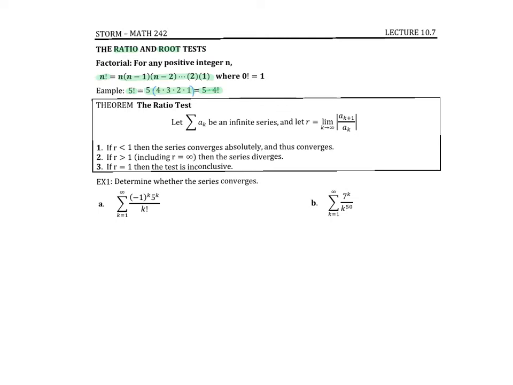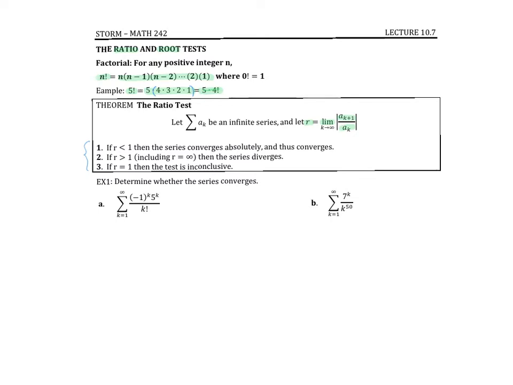factorial in it. So the ratio test says that we're going to compute the limit of the absolute value of the k plus 1 term over the k term. And that's why it's called a ratio test, because you're computing the limit of the ratio. Now this variable r really doesn't matter. The only reason why r is there is so that we can easily define our 3 conditions for the ratio test.